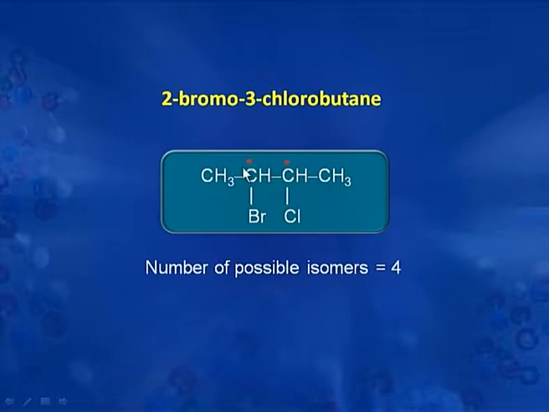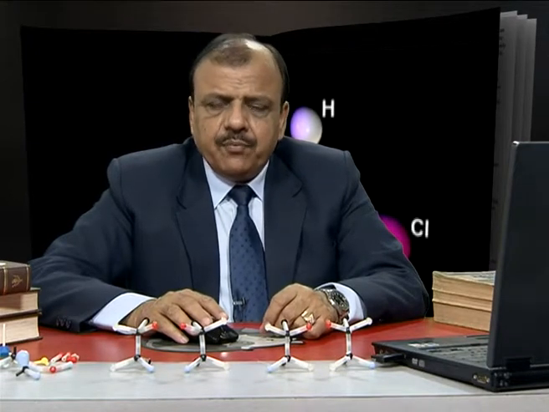Stars on these 2 carbons show that these are 2 asymmetric carbon atoms. This is a carbon which has 4 different groups attached to it: 1 methyl, 1 hydrogen, 1 bromine and the remaining part of the molecule. Whereas on this carbon also there is 1 hydrogen, 1 methyl, 1 chlorine and the 4th group is the remaining part of the molecule. Since this molecule contains 2 asymmetric carbon atoms, the number of possible stereoisomers is equal to 4. Let us see these 4 possible isomers with the help of models.